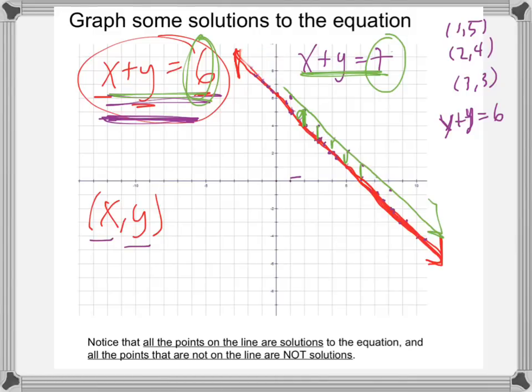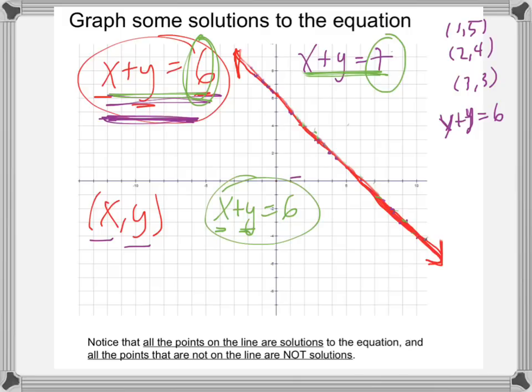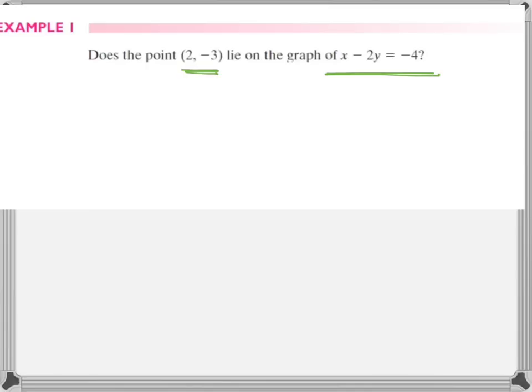All the solutions, let's just look at the red line for a minute. All the solutions to the equation x plus y equals 6, every single pair of numbers that could possibly be added together to get 6, lie on this red line. So every single point on this red line is a solution to this equation, and every single point that's not on the red line, all these points in the xy plane here, do not have this property. So if it's on the red line, they're solutions to the equation. If it's not on the red line, they are not solutions. So that might help you answer this question.